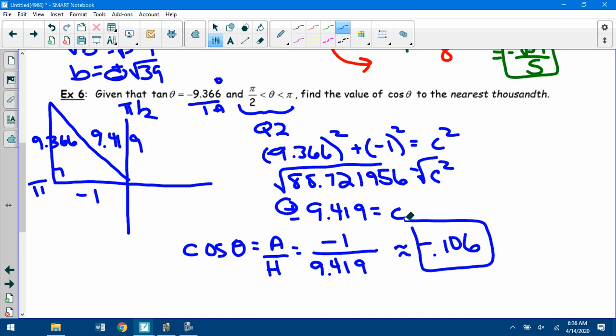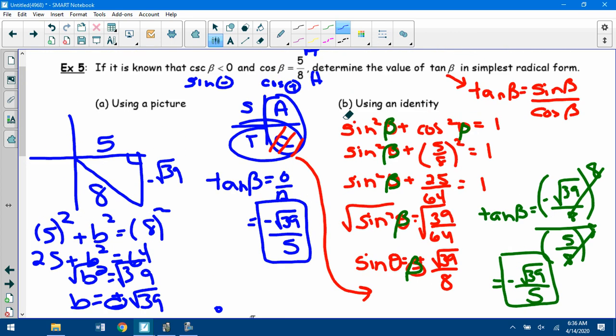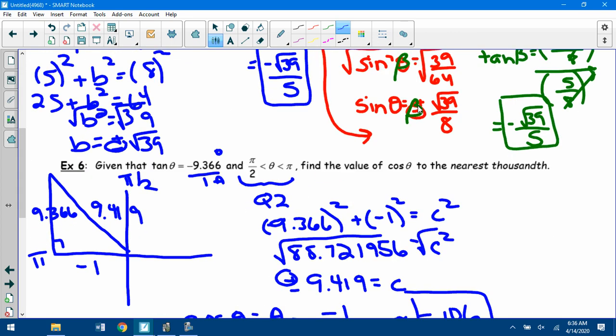Okay, that's it. So the biggest takeaway from the day, picture I think is easier. The only time I would use the identity to evaluate is if the direction specifically said using an identity. That's all I got.